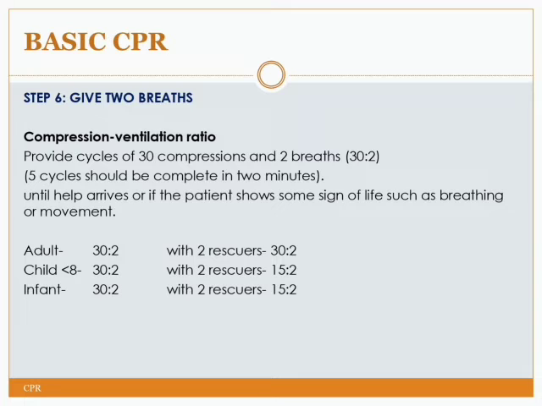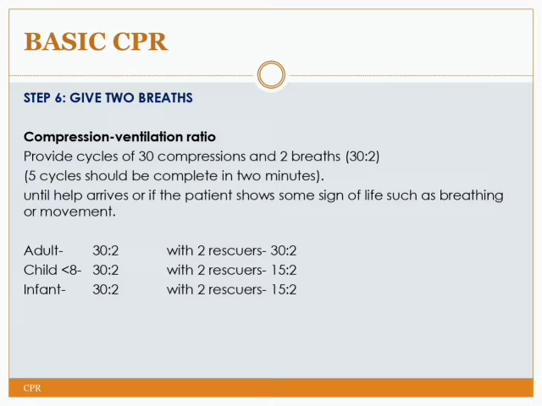Now we will discuss the compression and ventilation ratio. Provide cycles of 30 compressions and 2 breaths. 5 cycles should be completed in 2 minutes until help arrives or the patient shows some sign of life such as breathing or movement. The normal ratio of compression and ventilation in all 3 of them, adult, child and infant, is the same, 30:2.